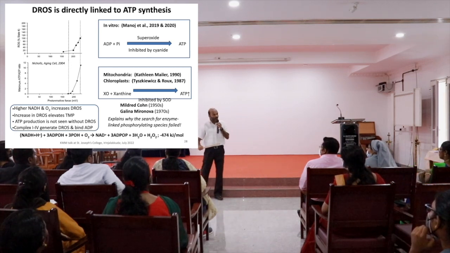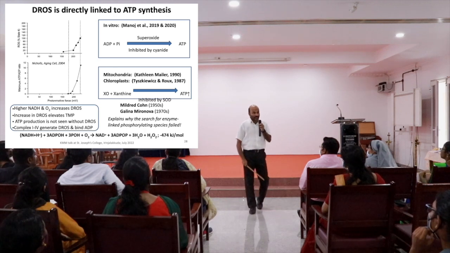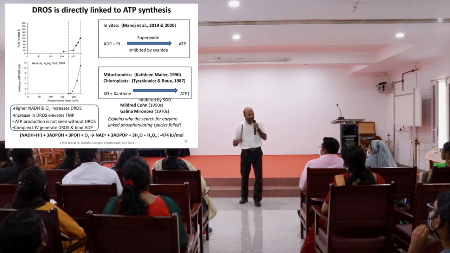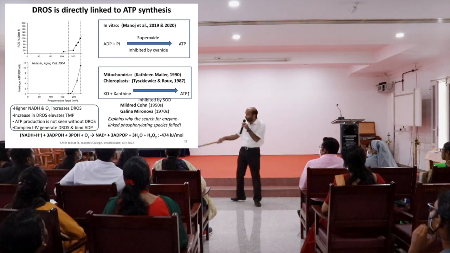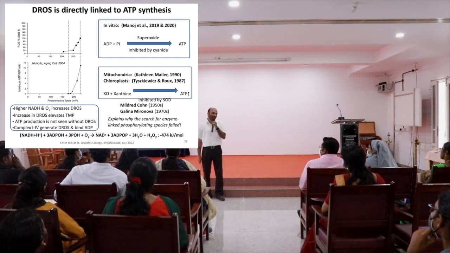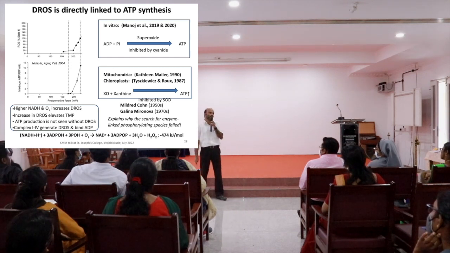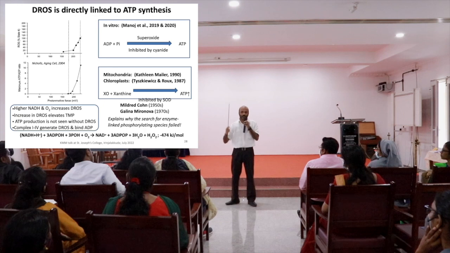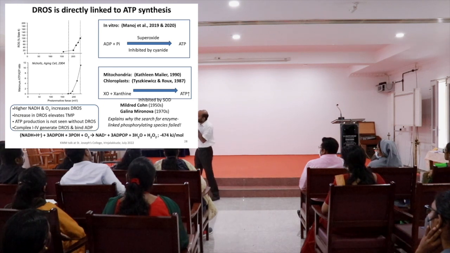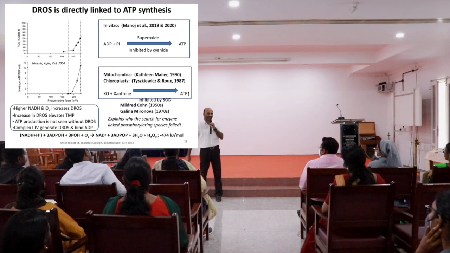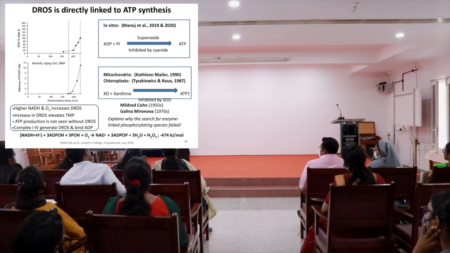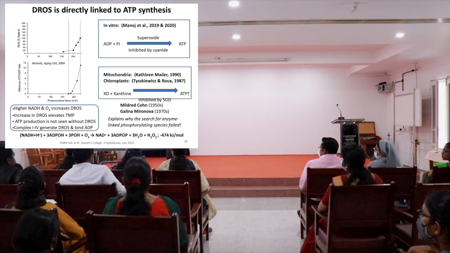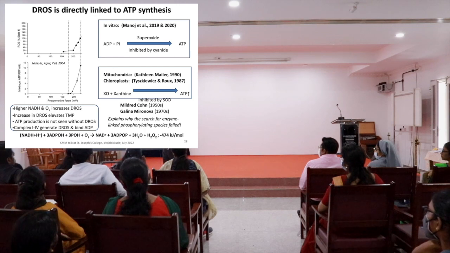Now, before me, Kathleen Mailer, a woman scientist, had shown that when you take mitochondria and you subject it to some reactive oxygen species generated from xanthine oxidase, you get ATP also. And this process is inhibited by superoxide dismutase. So, a reactive oxygen species eating enzyme inhibits the ATP production. So, clearly, in vitro, in vivo, both clear. And it is known that the more NADH and O2 you give to mitochondria, you get more amount of reactive oxygen species. Increase in ROS correlates with TMP.